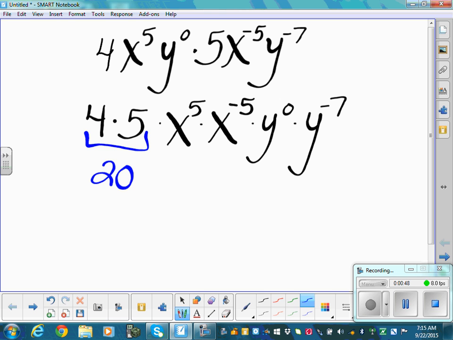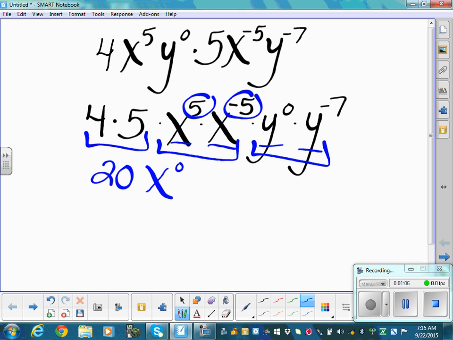Do not add those. And then right here, when you multiply the same base, you add the exponents. So x to the 5 times x to the negative 5 would be x to the 0, which is just 1. Now, I suggest on the test showing your work, so that in case something bad happened, I could give you points. And then right here, we have the same base. When you multiply, you add your exponents. So 0 plus negative 7 is negative 7.